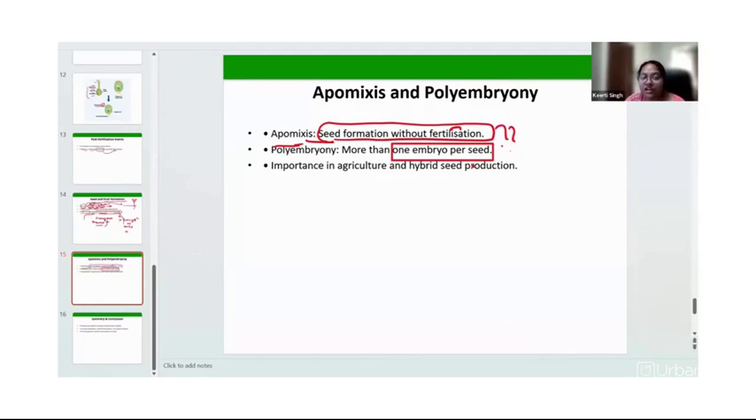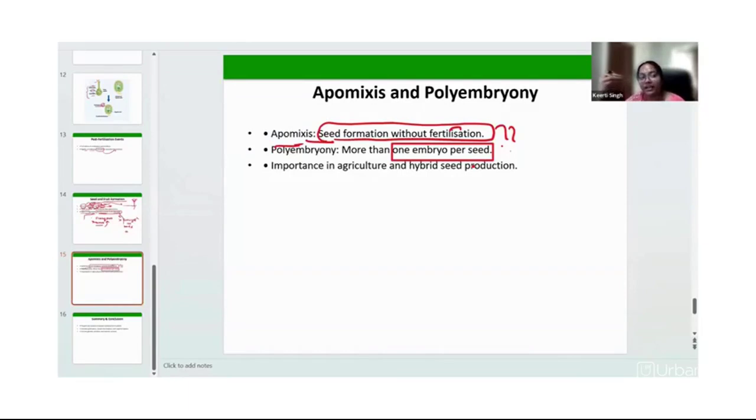Today, this session is all about the overview of the chapter. I hope I have given you the terms, the names. You are now able to gather what type of events take place during sexual reproduction, what a flower must undergo to produce the seeds that we are eating, the fruits that we are eating. Okay. So I hope you all are clear.